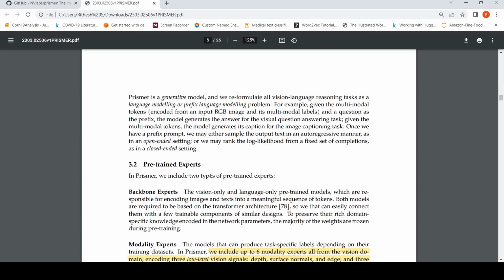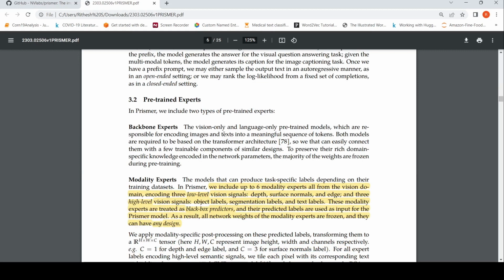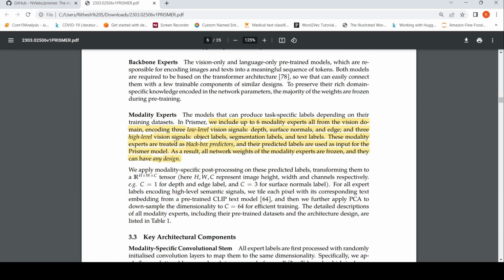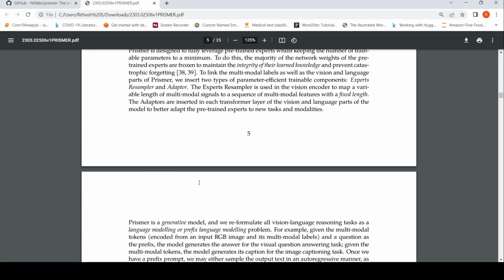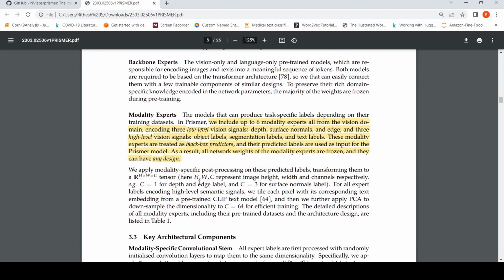A little bit of detail on what these experts are. The backbone experts are the vision only and language only pre-trained models for encoding images and texts into a meaningful sequence of tokens. It follows the transformer architecture. The modality experts are, from the vision domain, encoding three low level vision signals, which are depth, surface normals, and edge, and three high level vision signals: object labels, segmentation labels, and text labels. The modality experts are treated as black box predictors. Their predicted labels are used as input for the Prismer model. So basically the predicted outputs of each of these are being used as an input.